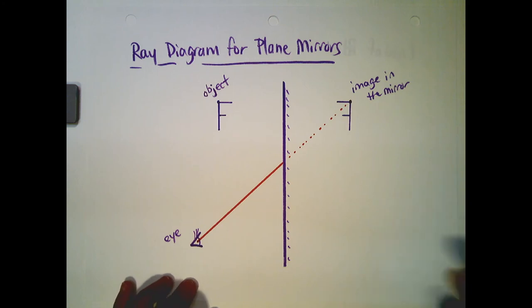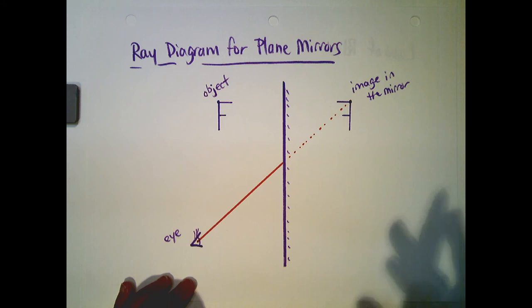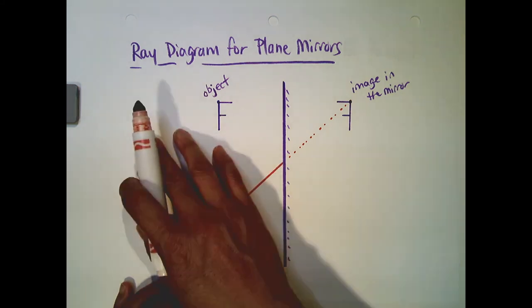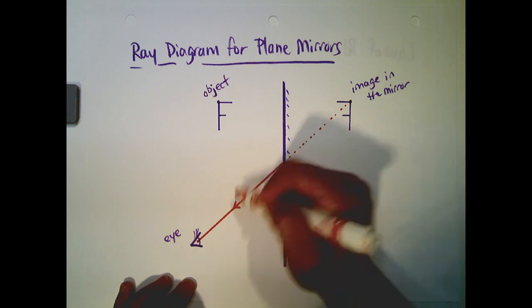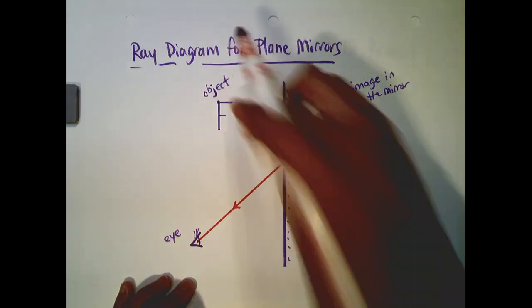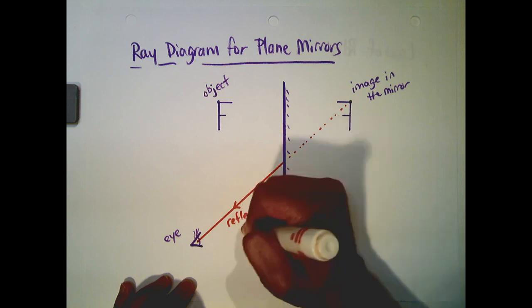So essentially what's going on is you have a line of sight. Remember, light can only travel in air. The light doesn't come from the mirror, so you know the light must have bounced off the mirror from the object. So this is your reflected ray.